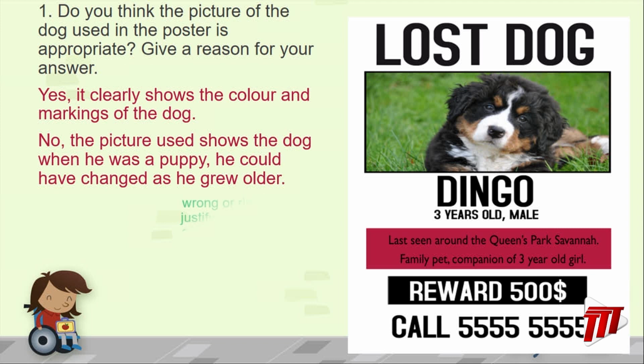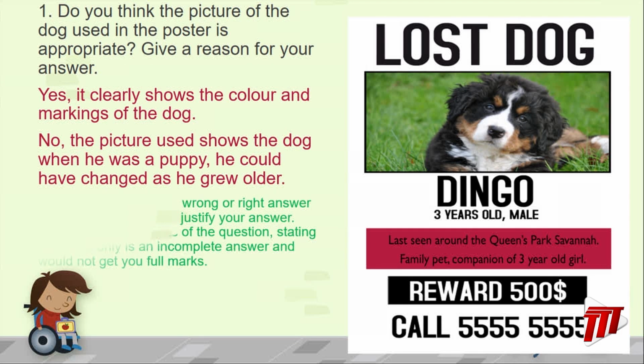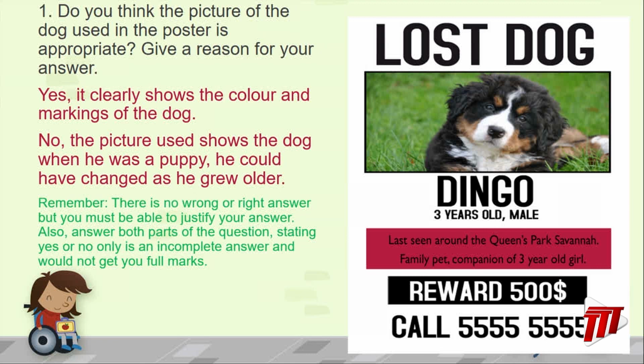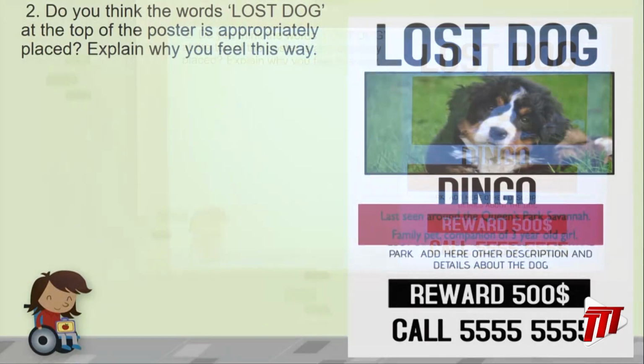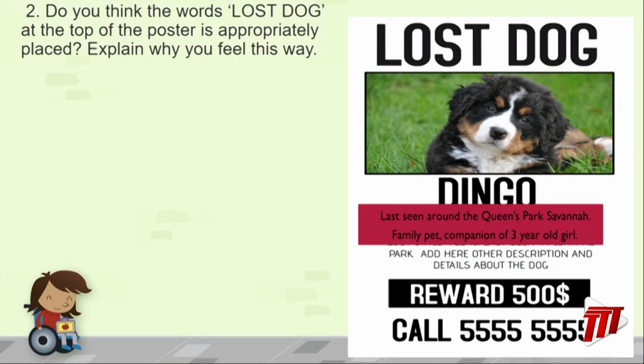Both answers are correct. And remember, because you were asked your opinion, there is no wrong or right answer, but you must be able to justify the answer that you gave. Let's consider question 2. Do you think the words lost dog at the top of the poster is appropriately placed? Explain why you feel this way.